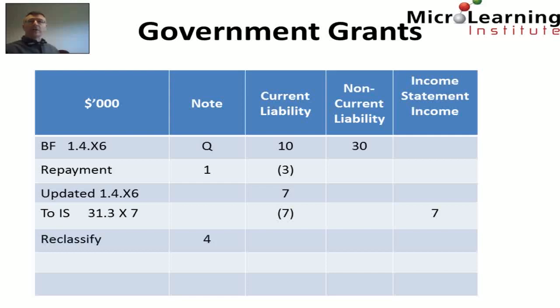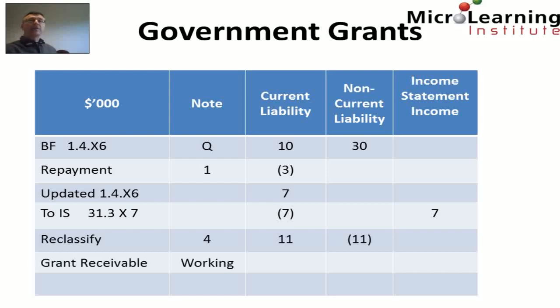Now, we're also told in note 4 of the question that 11,000 of the 30,000 non-current liability for government grants at the 1st of April 20X6 should be reclassified as a current liability as at the 31st of March 20X7. So here we can remove that 11,000 from non-current liabilities and reclassify it as a current liability.